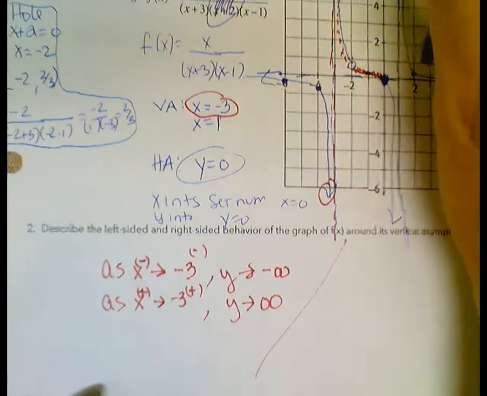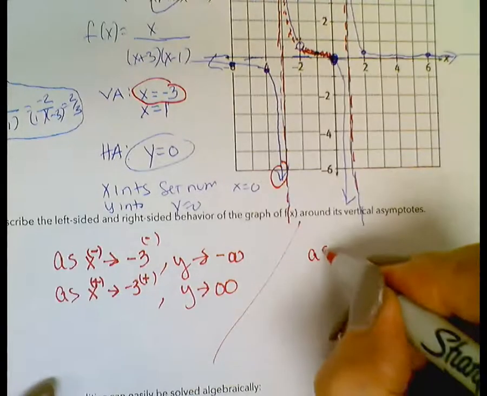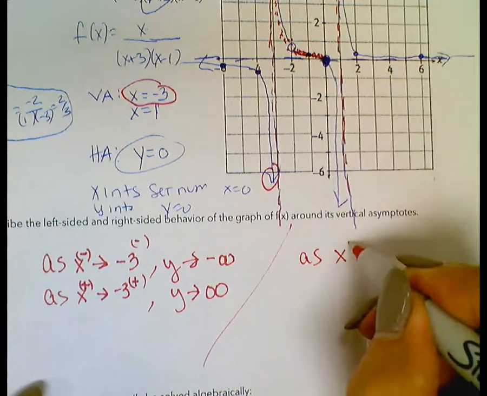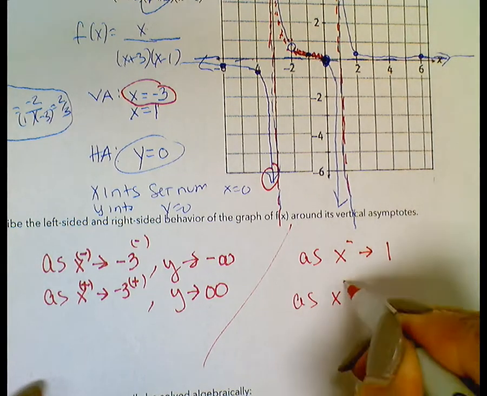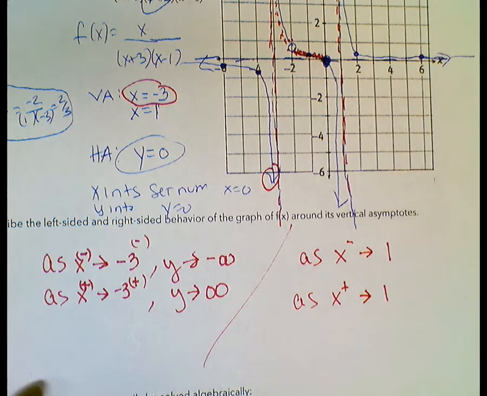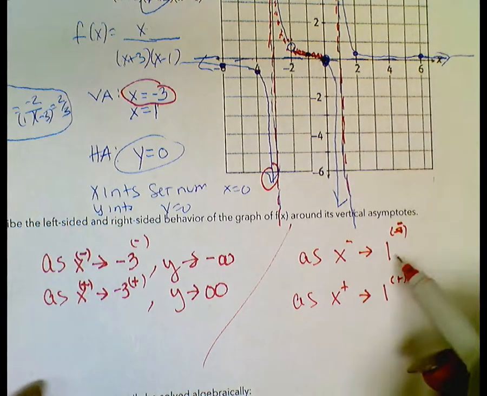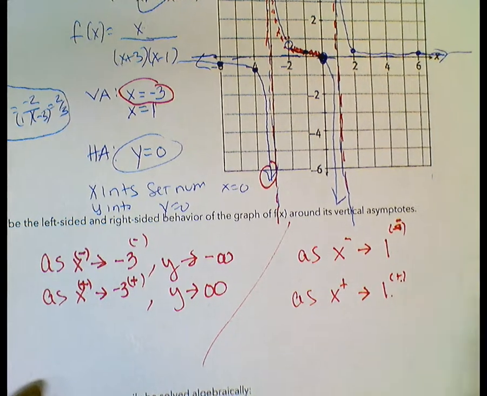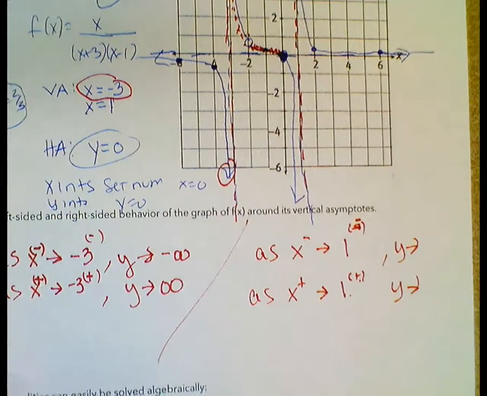So the second vertical asymptote was x equals 1. So you would say as x from the left approaches 1, and as x from the right approaches 1. Or you can put the negative and the positive up here. From the left of 1, from the right of 1. What is the y doing? So you can just kind of get that set up.